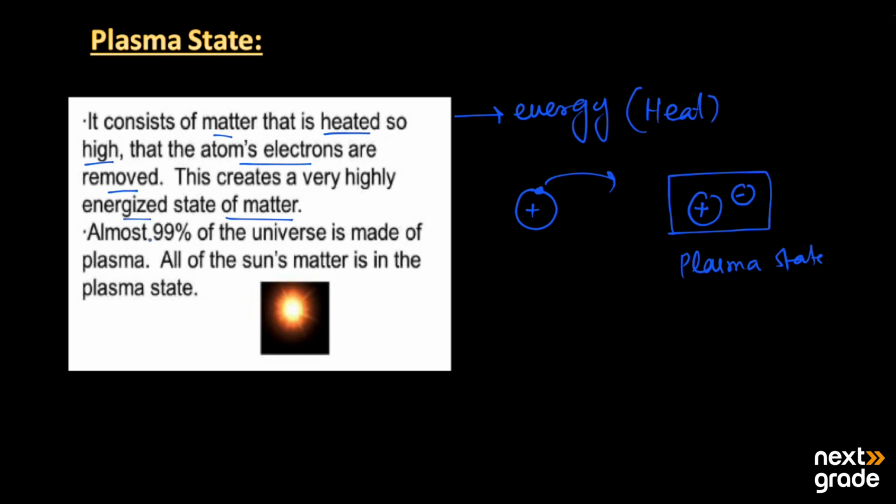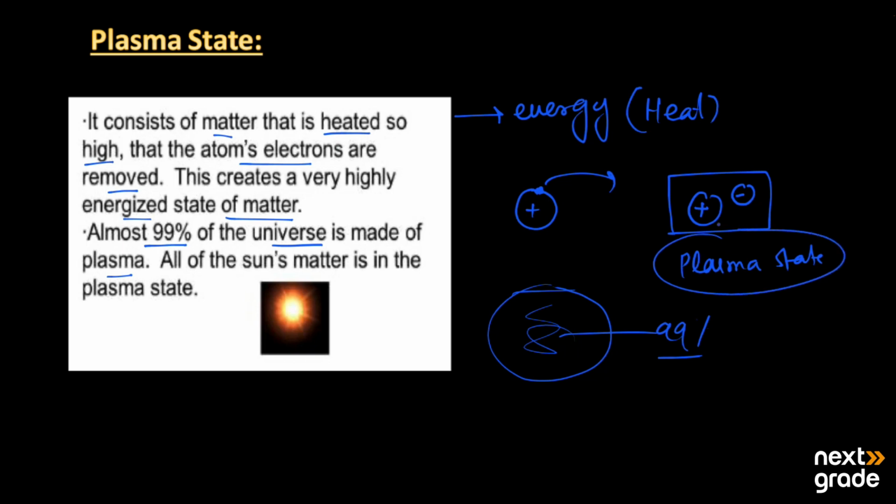This is the state of matter known as the plasma state, a highly energized state of matter, and almost 99% of this universe is made up of plasma. All of the sun's matter is in the plasma state. This is a simple example of plasma from our daily life. When we look at the sun, it is mainly the plasma state of matter.